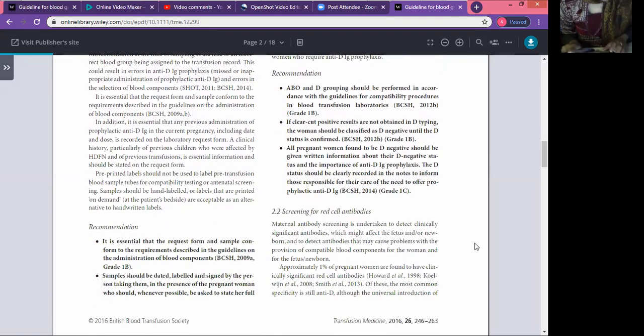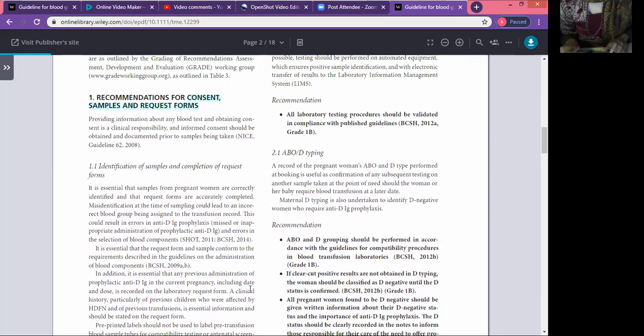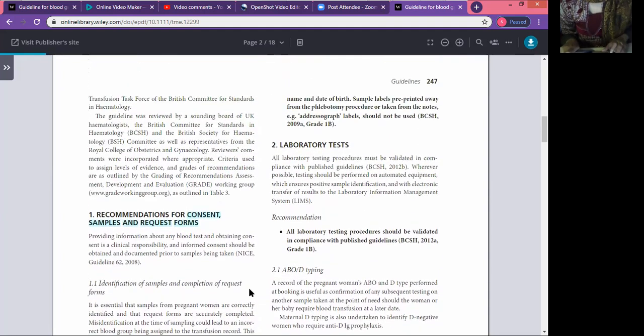The patient should be told what the implications of the testing would be, and then the sample should be taken, preferably at the bedside of the patient, and labeled there as well: dated, labeled and signed by the person taking it, in the presence of the pregnant woman, who should, whenever possible, be asked to state her full name. So her full name and date of birth should be recorded, and of course the MR number can also be recorded as patient identifiers.